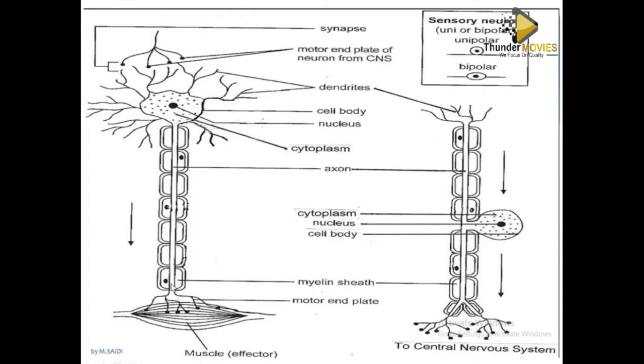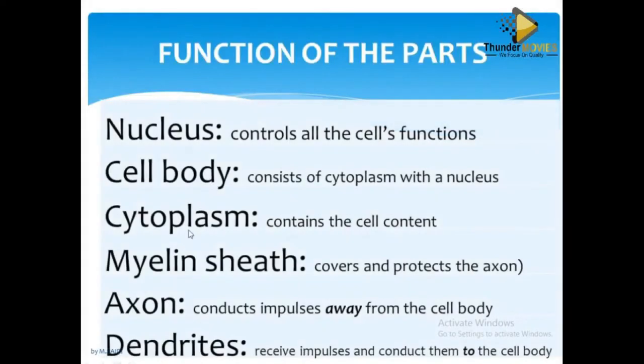Since this is an electrical message and we have a lot of cells, it means that each cell must be insulated. So the myelin sheath will take that function of insulating the cell. So this is a small description of what I've been trying to say.